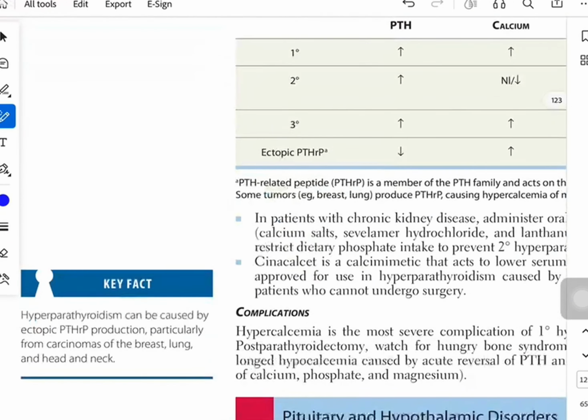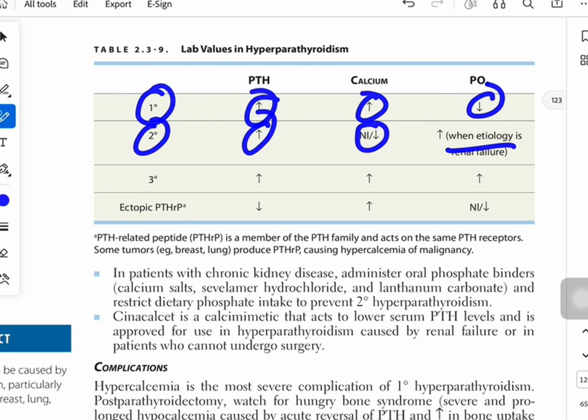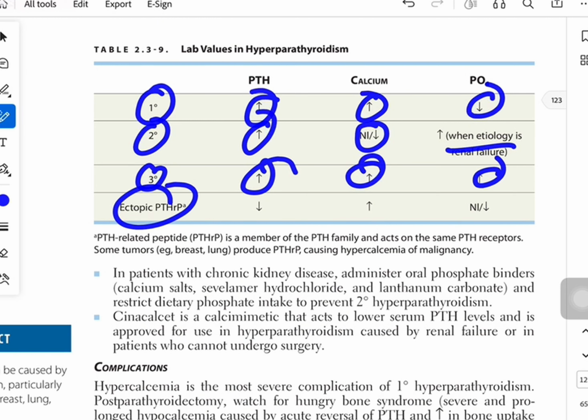Okay, guys, and these are the lab values. In primary, parathyroid hormone high, calcium high, phosphate low. In secondary, parathyroid hormone high, calcium may be low, phosphate high. In tertiary, everything is high. In ectopic production, the parathyroid hormone level will be low, calcium will be high, and phosphate level will be low.